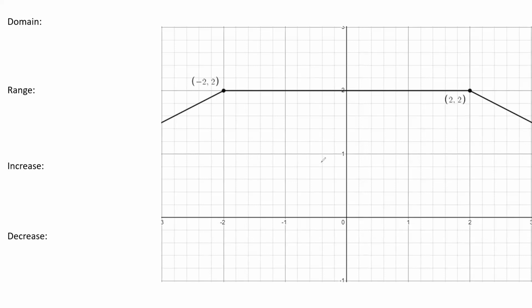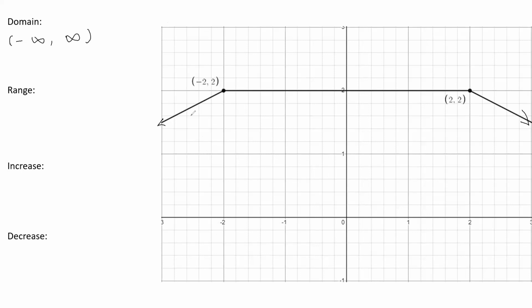All right, this one's very similar to the last one. Again, we're going to look at the domain. Remember, these go on forever in both directions, so that'll be negative infinity to infinity. Since it goes on forever in both directions, there's no holes or anything. Remember, the domain is the x direction, and range is the y direction, so up and down.